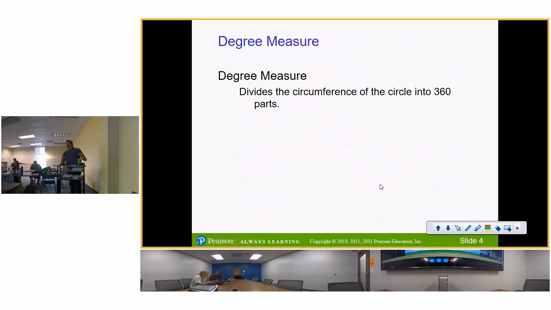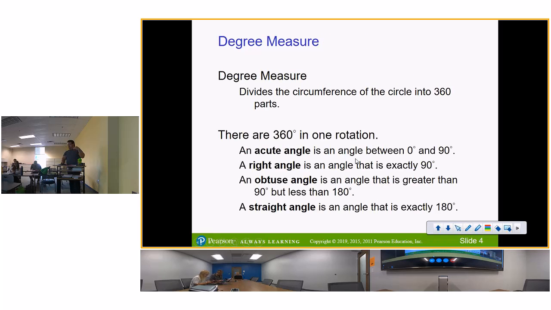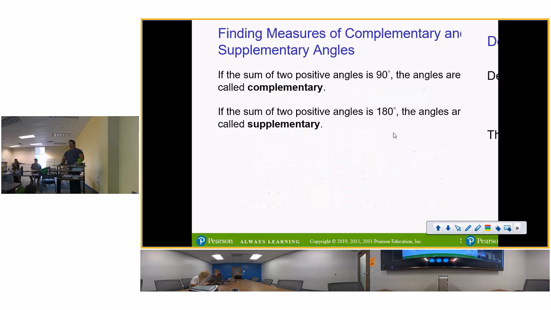We talked about 360 degrees. An acute angle is less than 90. A right angle is 90. An obtuse angle is greater than 90 and less than 180, and a straight angle is 180. I'm not going to insult anybody's intelligence there.